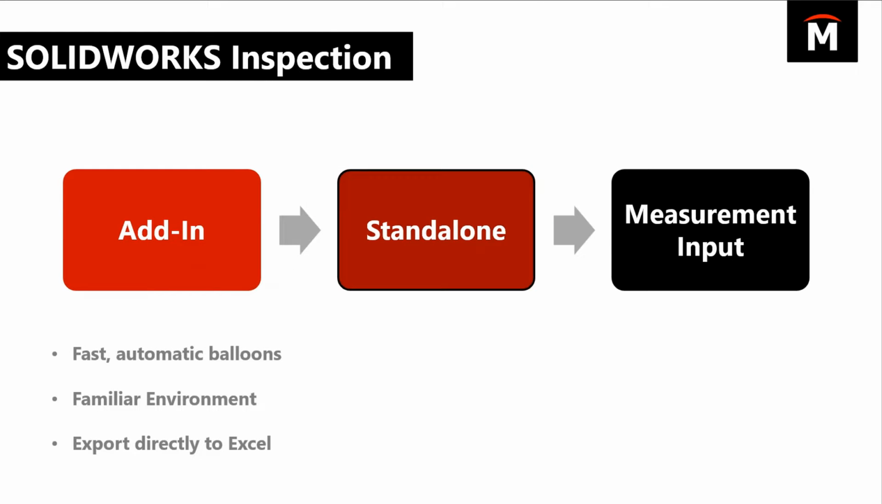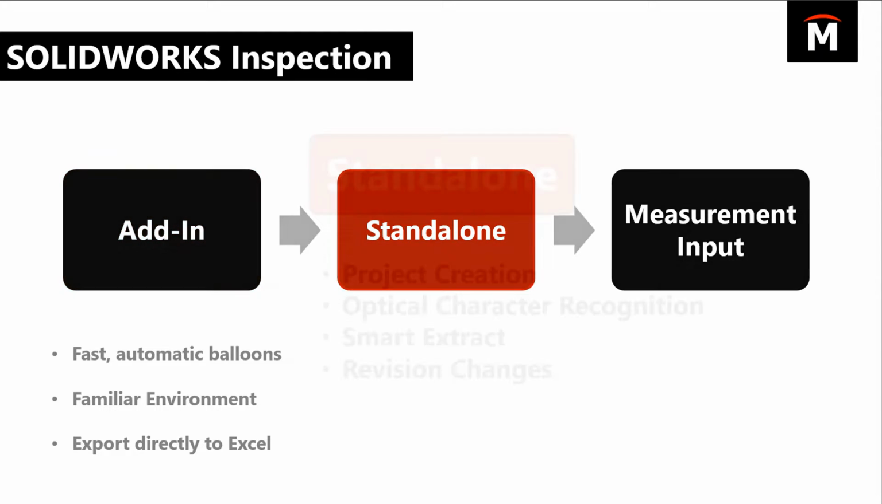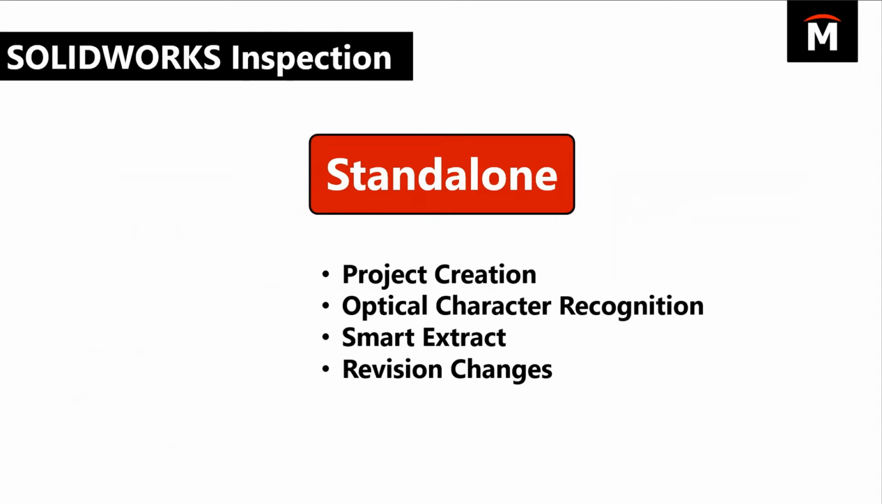The next item that I want to take a look at is the standalone product. What we're going to take a look at here, again, is project creation. I'm going to show you two different types of technology: the optical character recognition for PDFs and the Smart Extract tool for DWGs. And then, again, how we can do these revision changes to leverage our existing work.